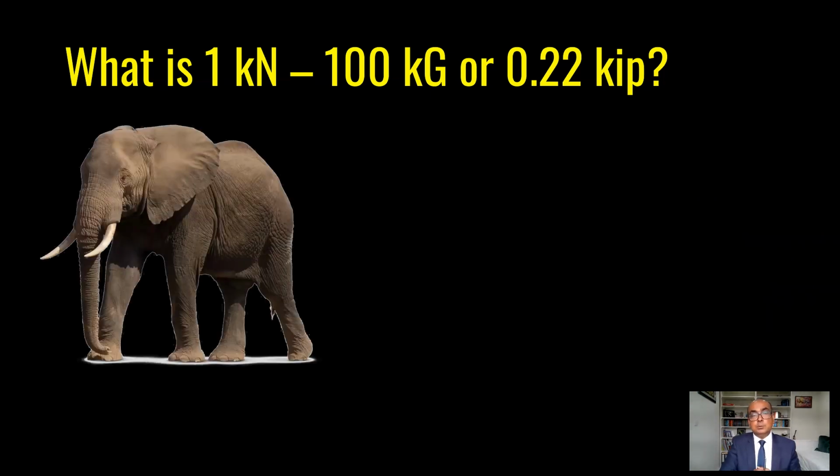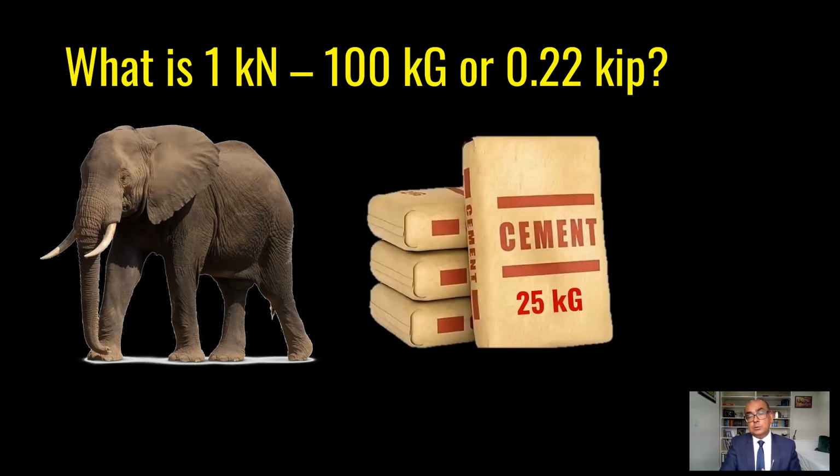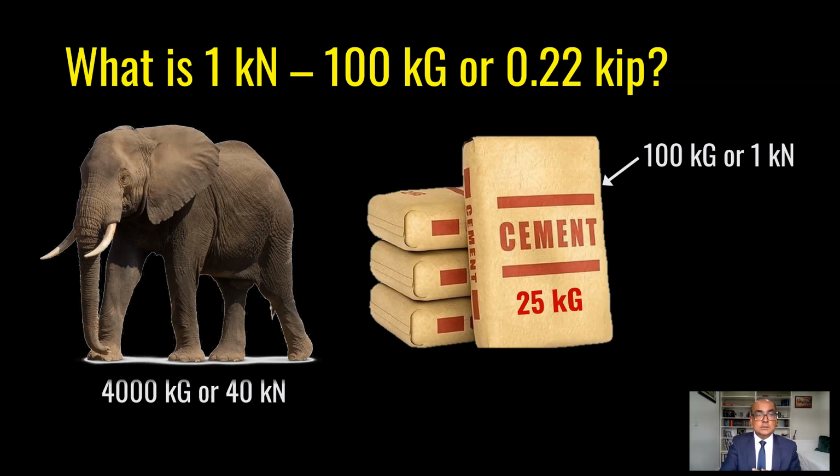What do you think would be the weight of an adult African elephant? What do you think would be the weight of 4 bags of cement? Clearly, 100 kg is 4 bags of cement, which means 1 kilonewton. An African elephant is roughly, on average, 4,000 kg or 40 kilonewtons.